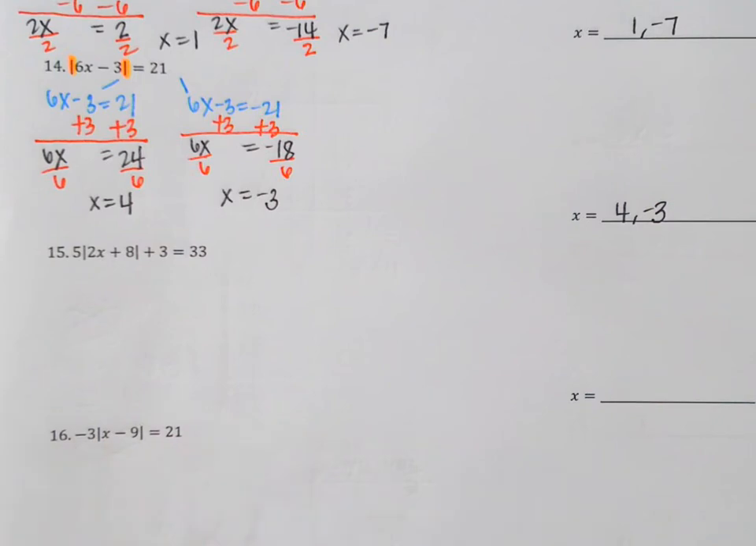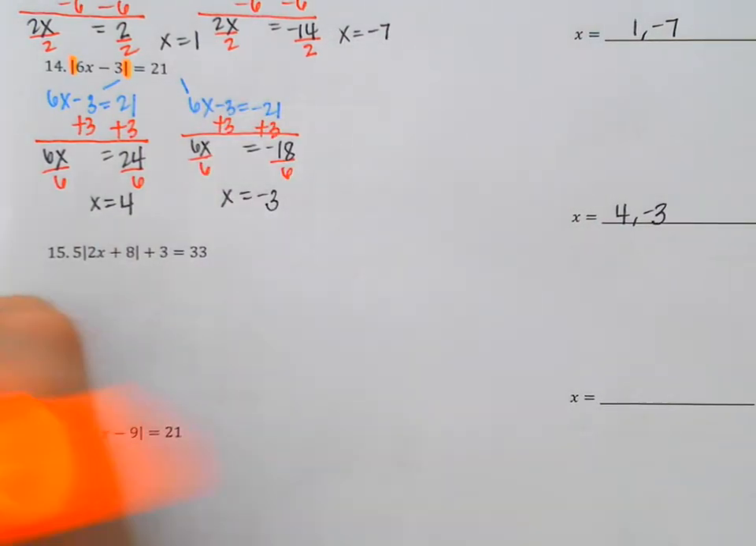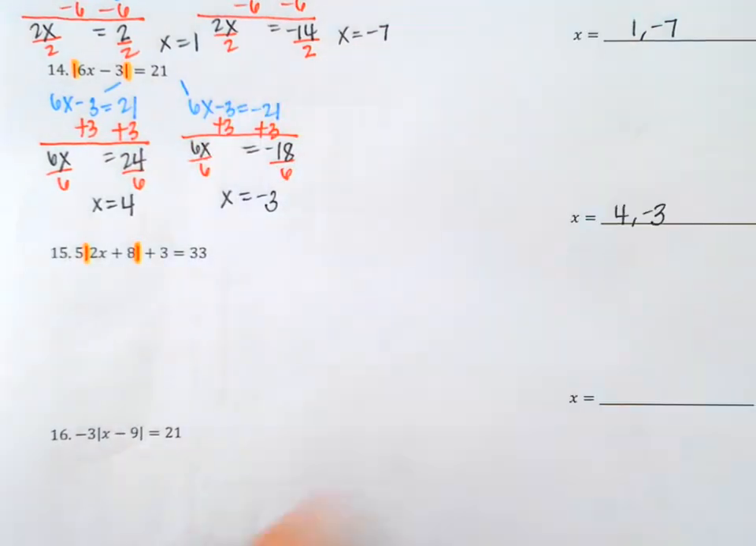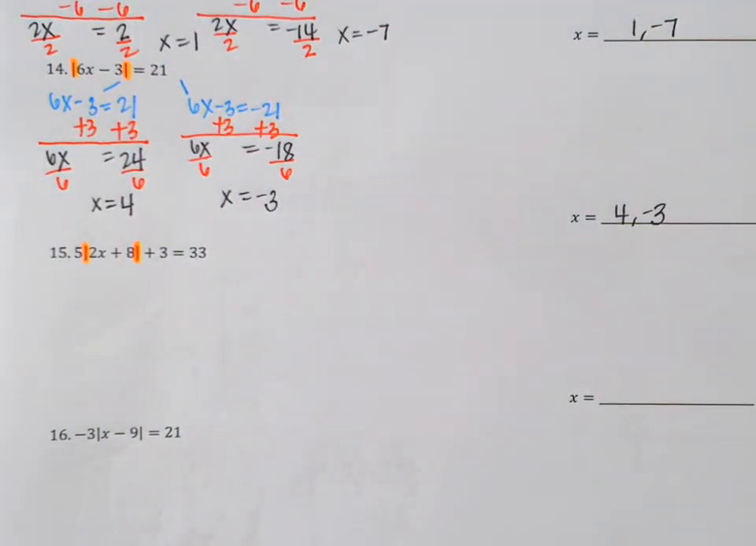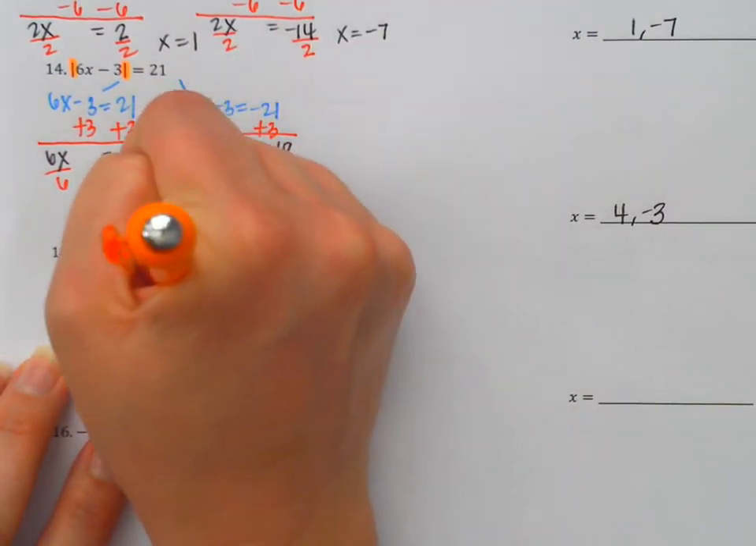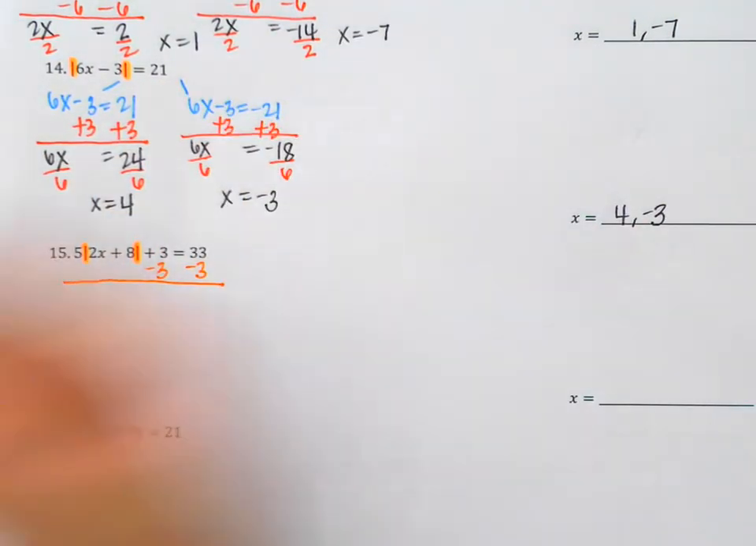Okay, almost there. 2 more problems. So with this one, I want to, again, isolate the absolute value. We have 2 things going on over here. So just like we normally would, we want to first get the absolute value expression all by itself. We first undo anything that's being added or subtracted. So that plus 3 is being added. So I would subtract 3 from both sides.